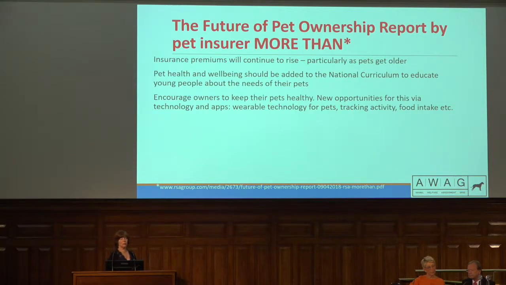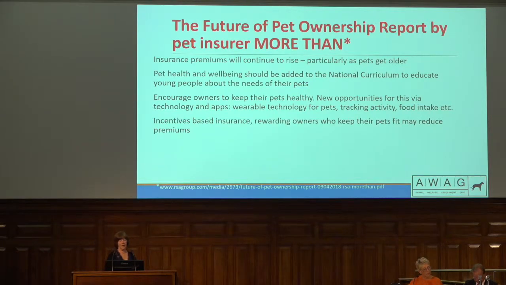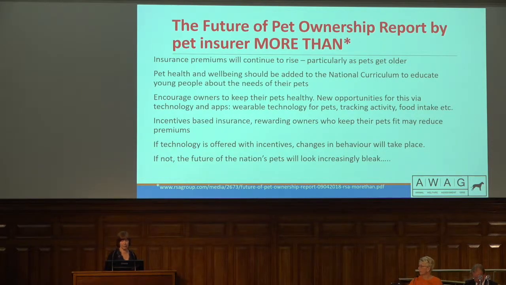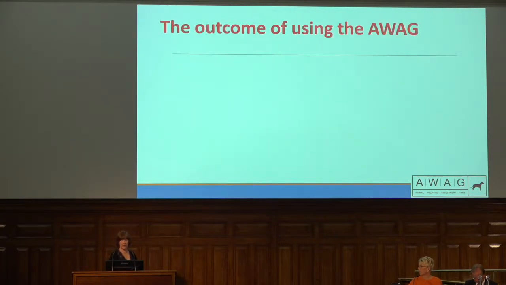Now, I'm sure you're aware of the fact that young drivers can have technology in their cars to check that they keep below certain speed limits, and that reduces their insurance premiums. And of course, there will be opportunities with new technologies to track the activity of animals, their food intake and their welfare. And that can lead to incentives-based insurance premiums rewarding those owners who keep their animals well. And then we might get some changes in behaviour. And More Than said, if not, the futures of the nation's pets will look increasingly bleak.